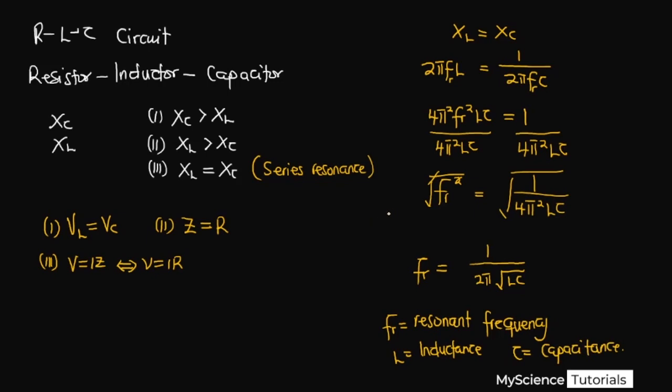All right. Also, in this series resonance circuit, we often describe the circuit as an acceptor circuit, since it is at this point that the minimum impedance occurs and the maximum current is also given out. So at resonant frequency, the resistance to the flow of current is at the minimum.